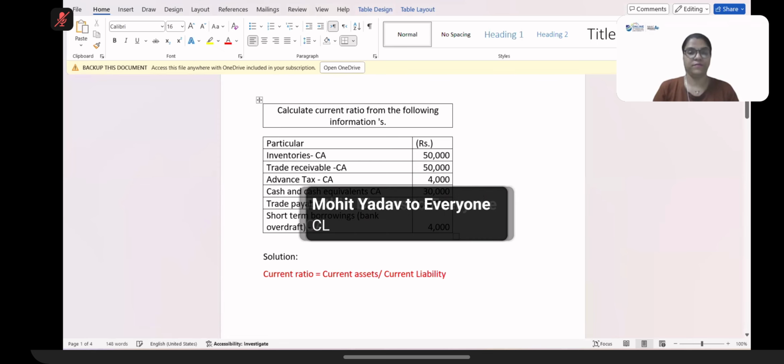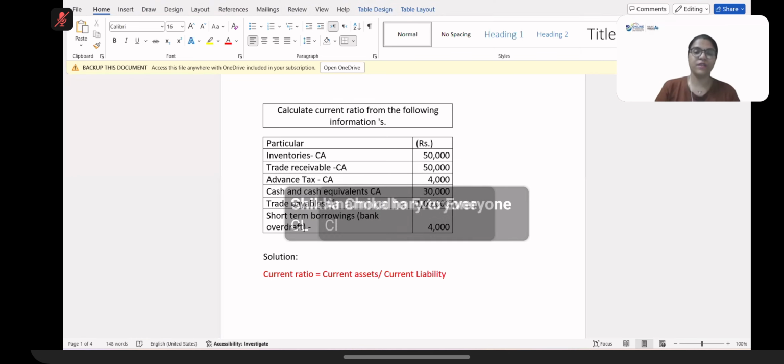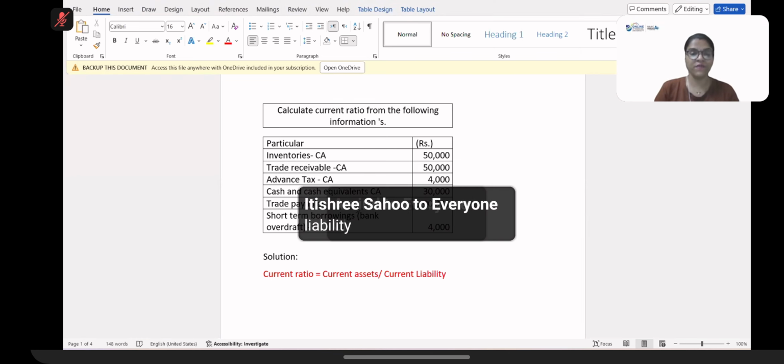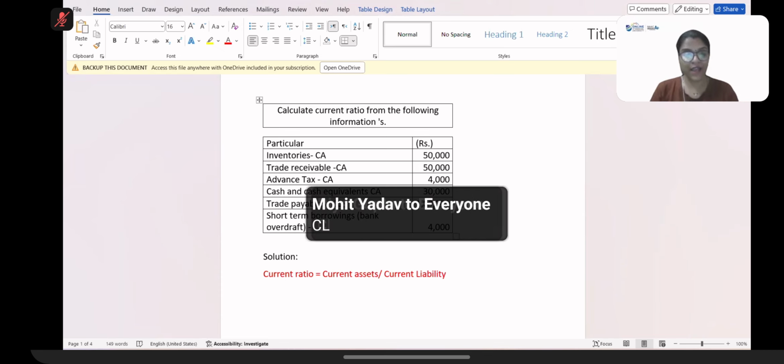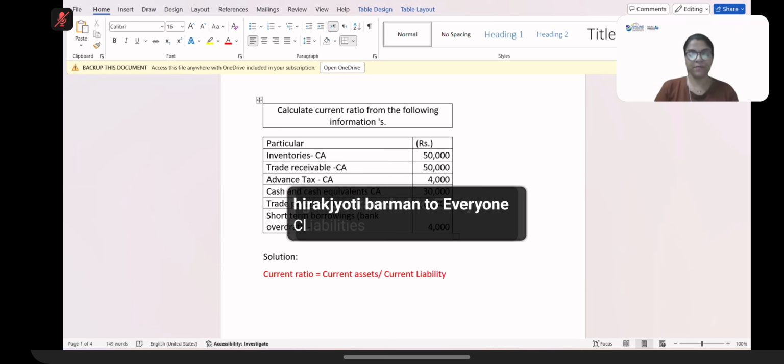Trade payable. Great. Current liability. Somebody has given the answer also to me. Super. Current liability. And short-term borrowing, that is your bank overdraft, is again your current liability. Super.